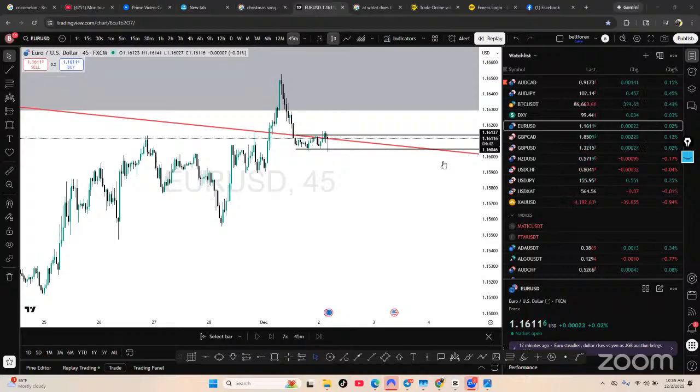Lesson on how to place a trade. Those were how to use MT4. How to use MT4, those were the first lessons.